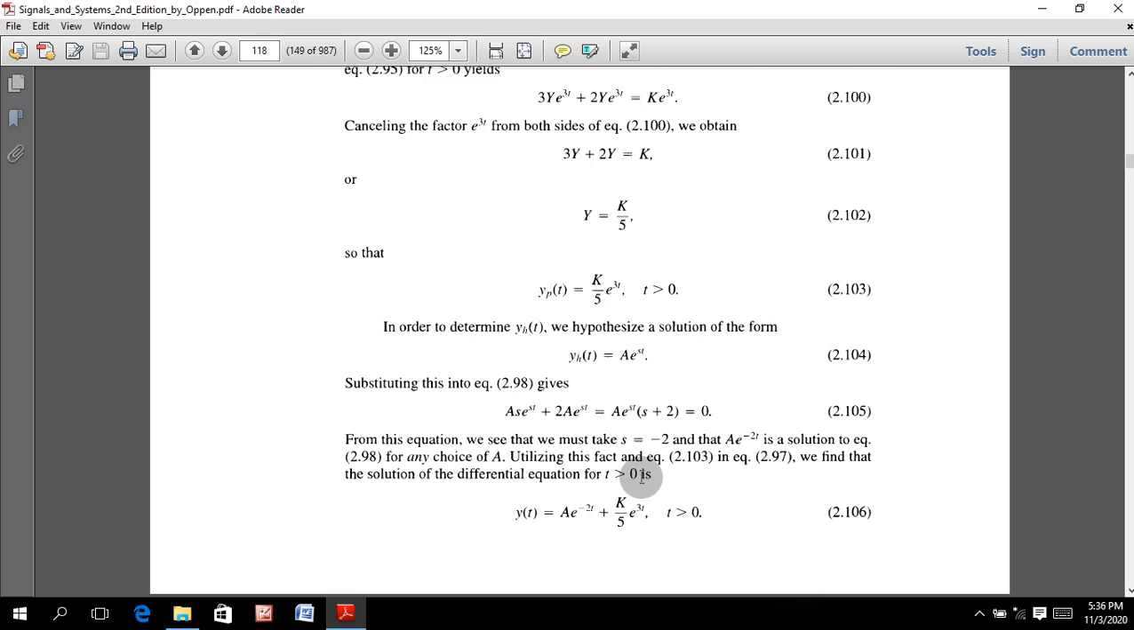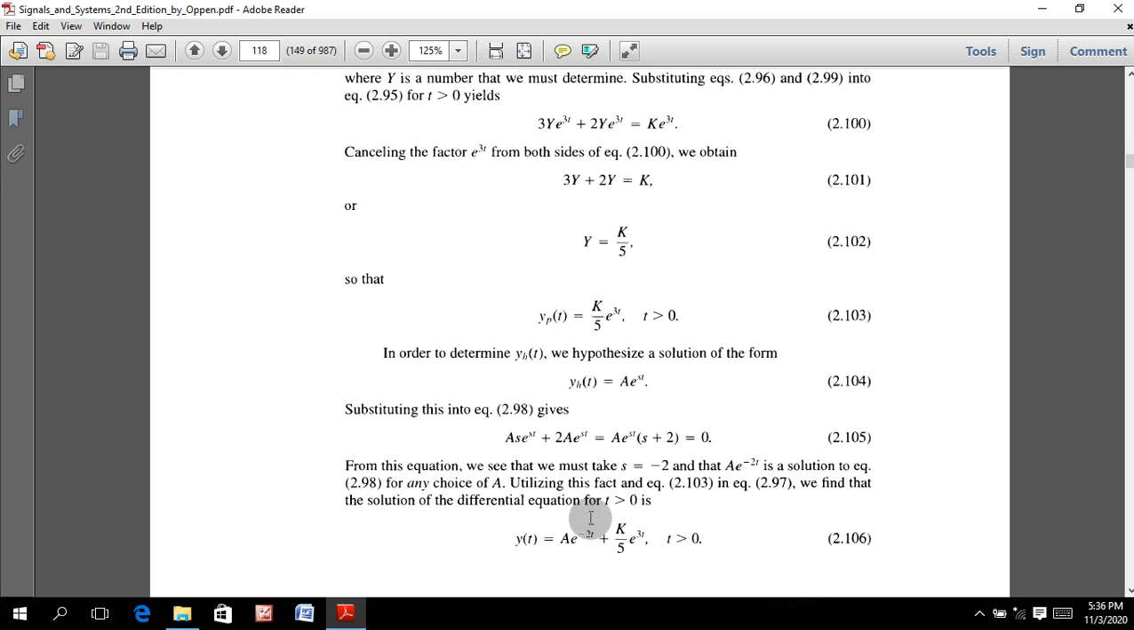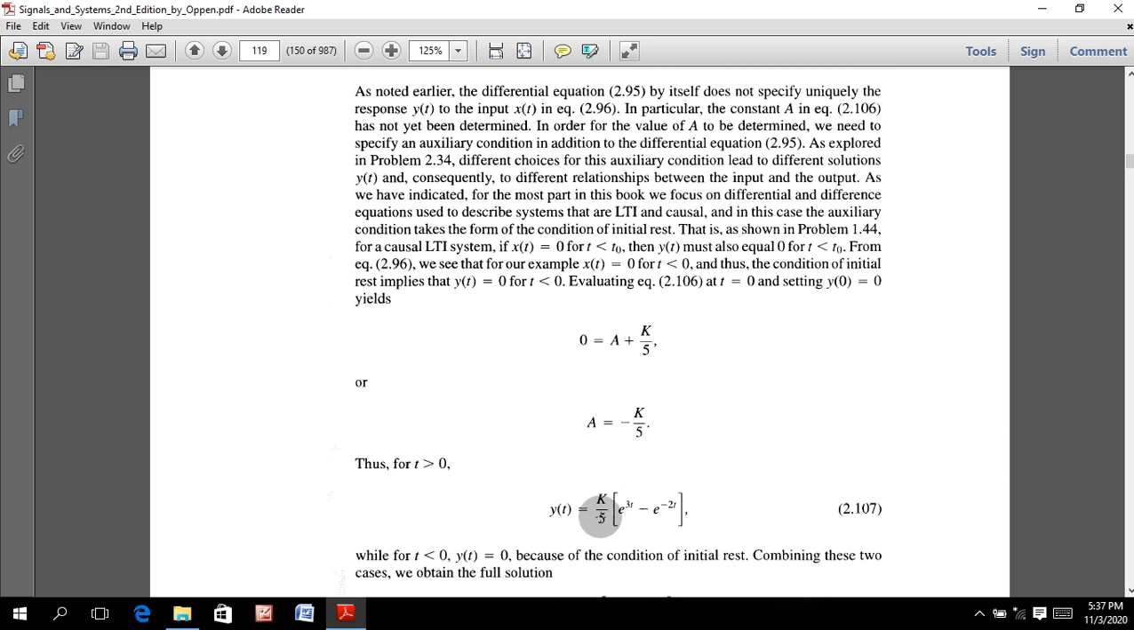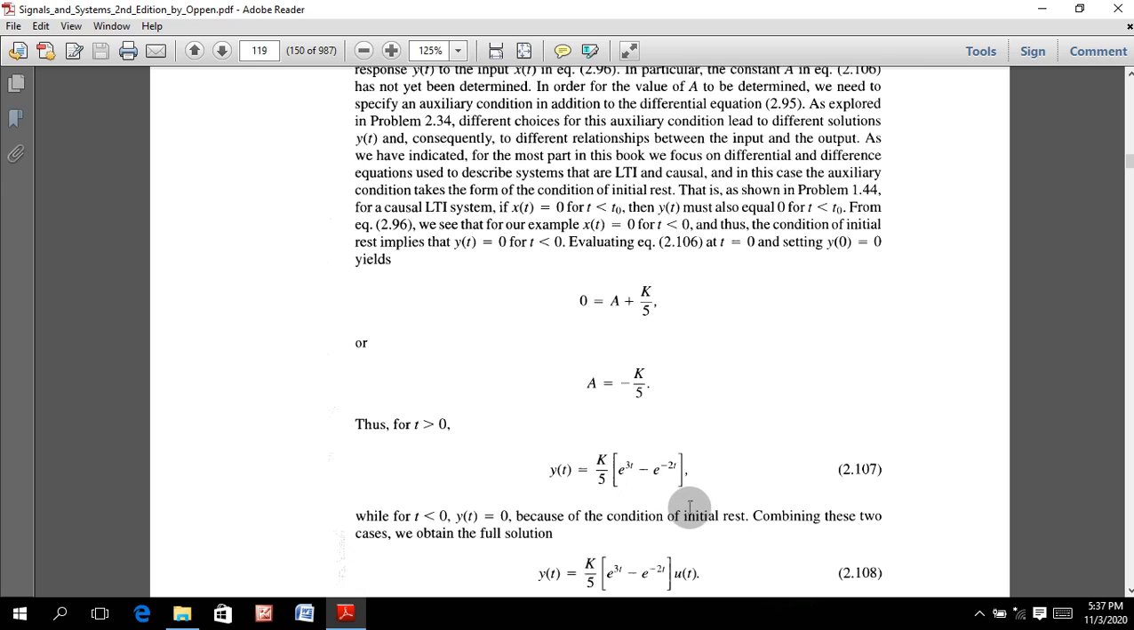Now we just have to put the value of a in the whole solution. By putting that, we get y of t is equal to k by 5 into (e to the power 3t minus e to the power minus 2t). So this is the whole solution of the equation. It's basically the output signal.